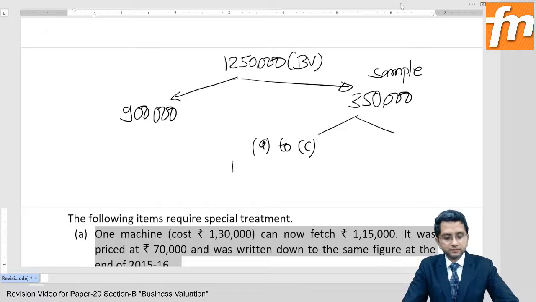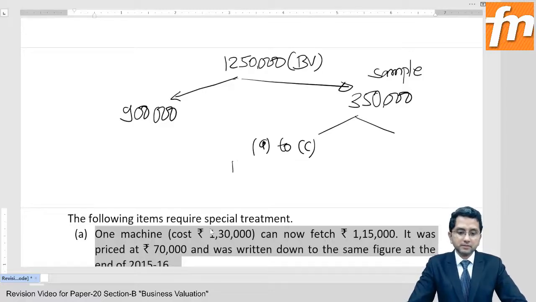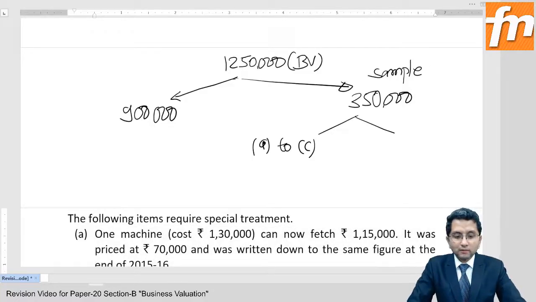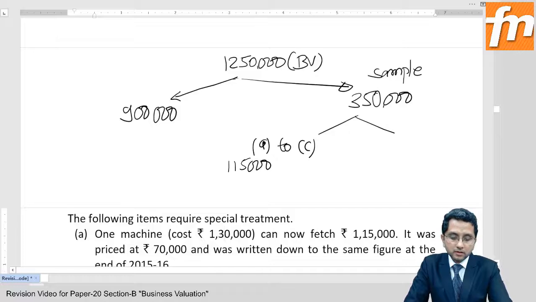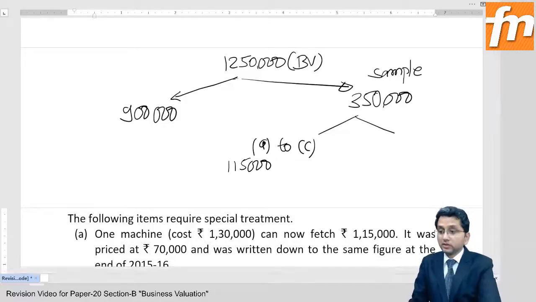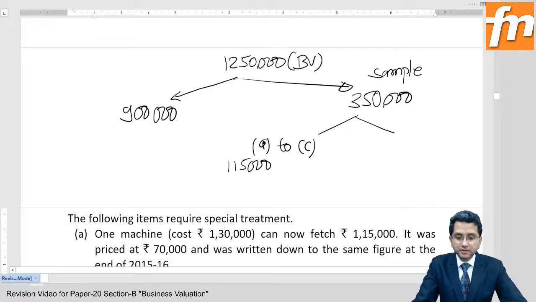Just a minute. Oh, this pen is disabled. Just a minute. I'll enable it. So I was saying that this item A should be valued at 1,15,000 rupees, right? Let me save this file first.